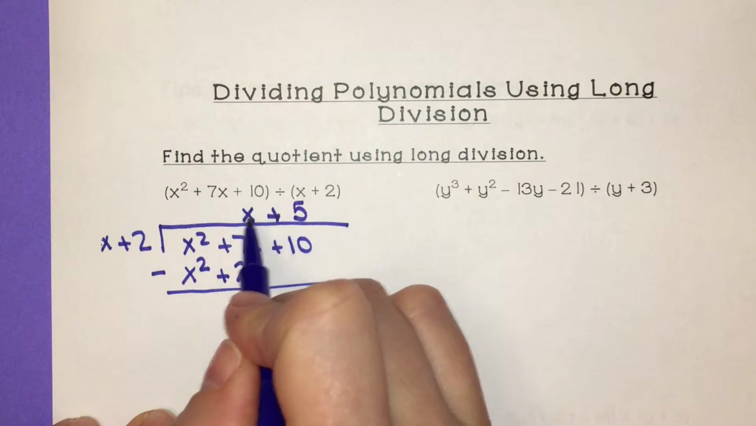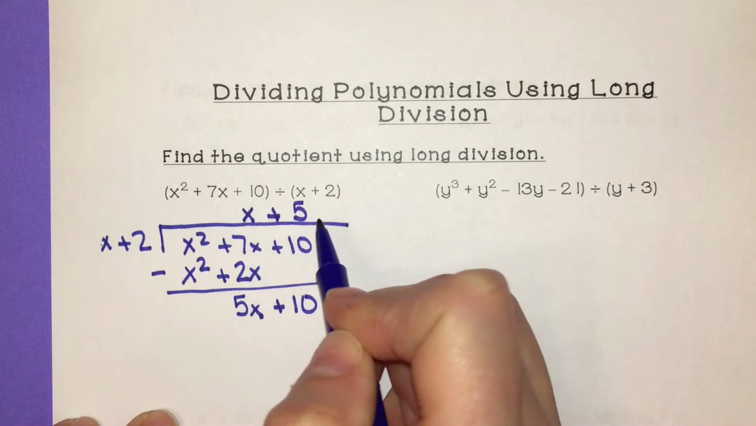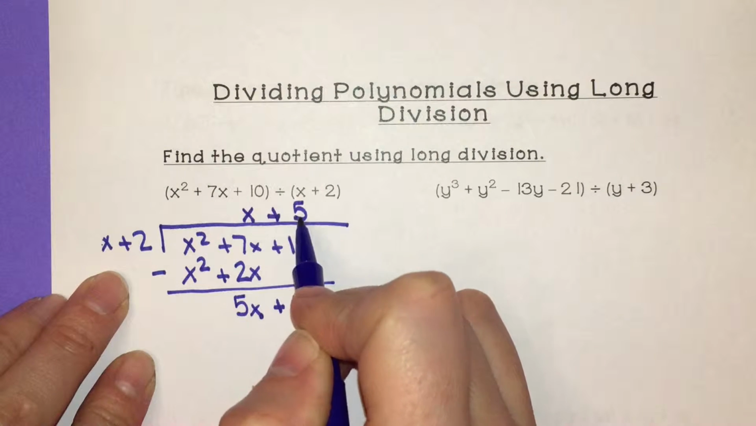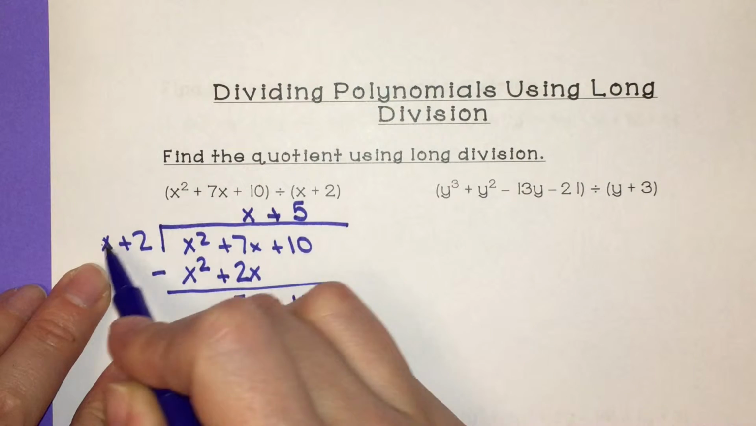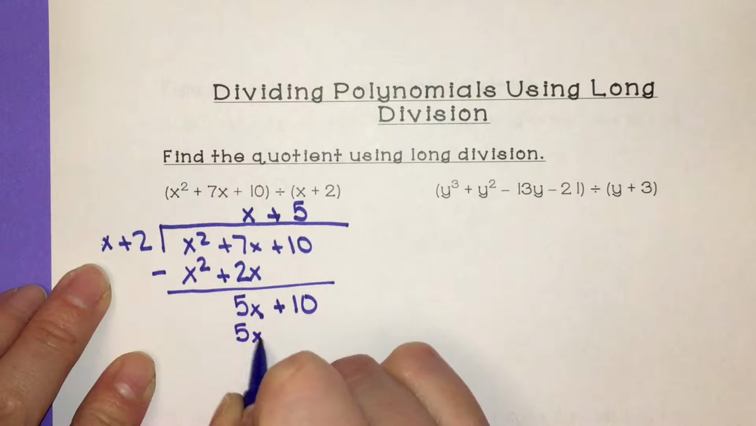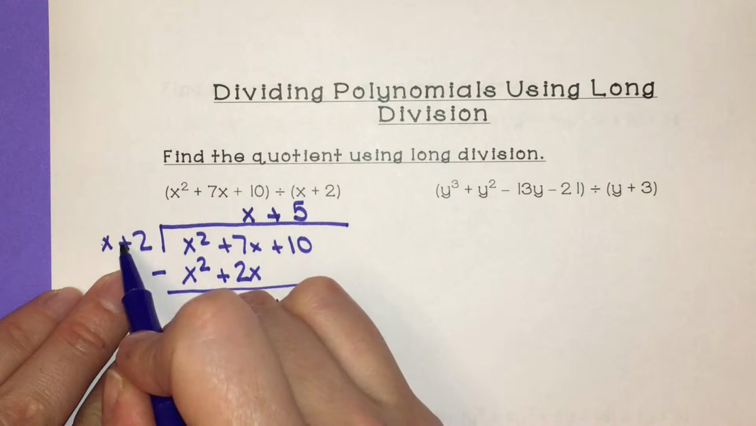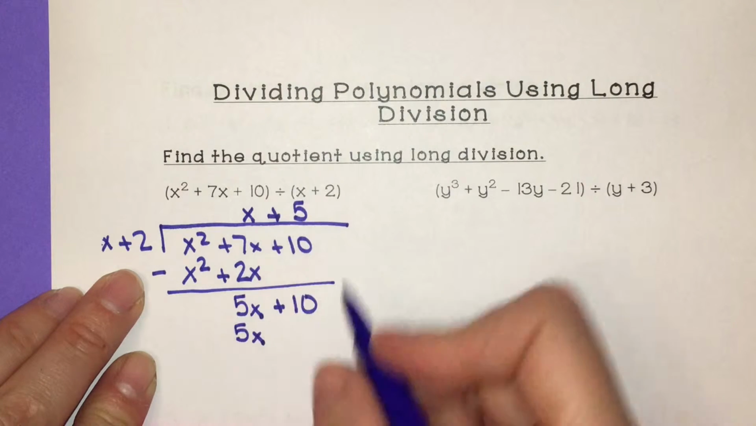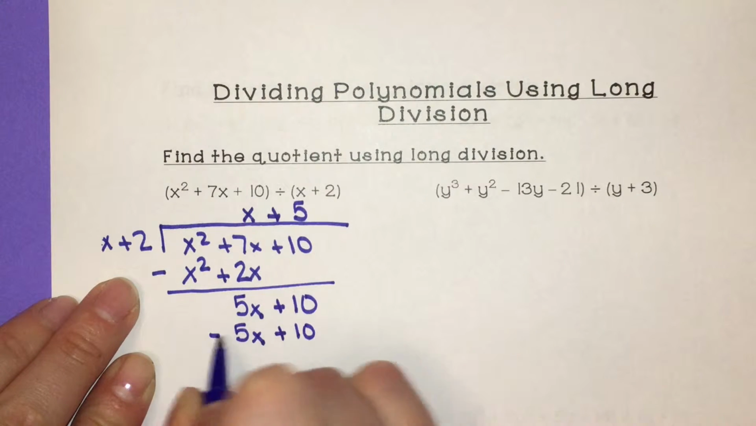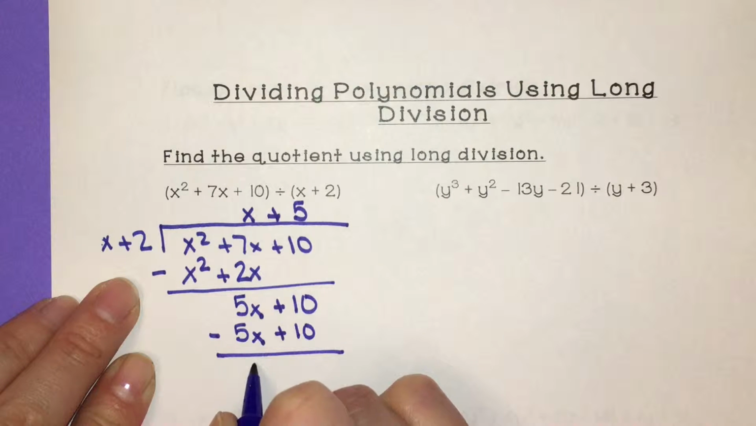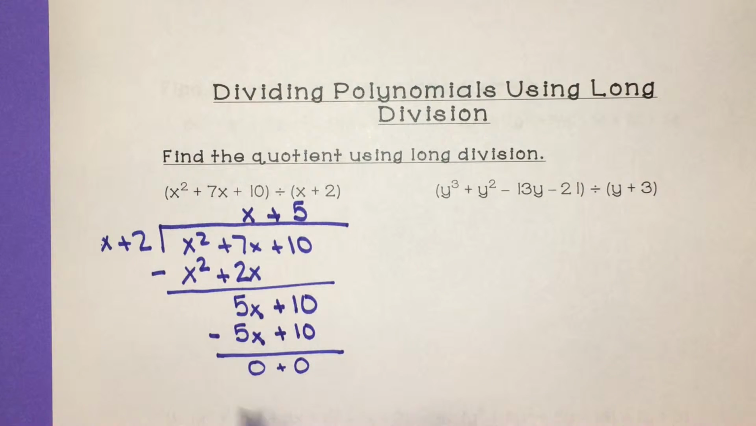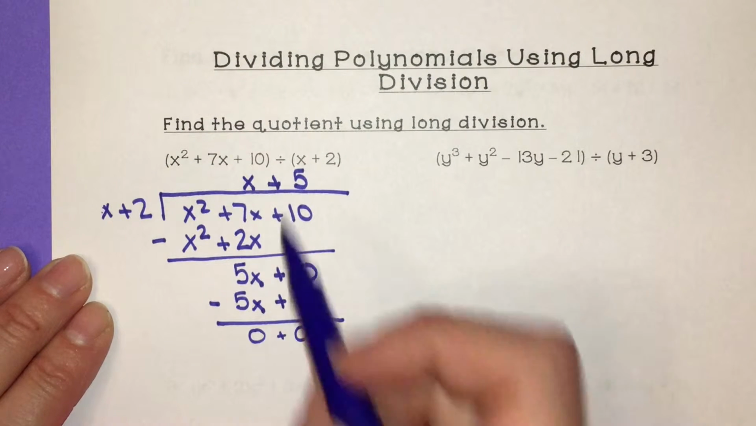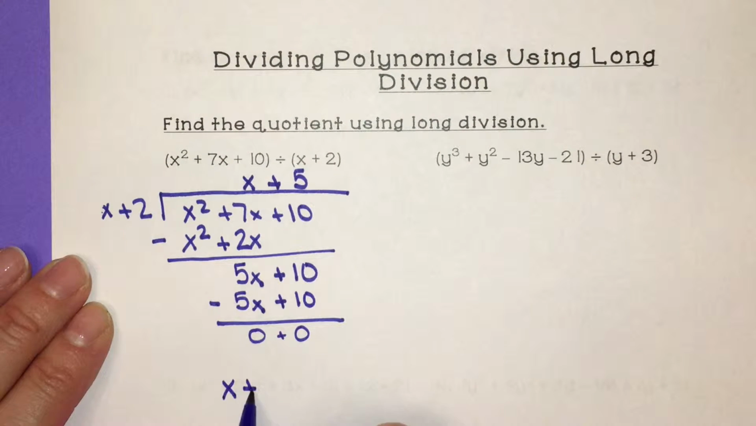You're always going to have plus or minus in between each term as you go to the next one. Because I'm going to multiply by positive 5, it has to be plus 5. So 5 times x is 5x. 5 times positive 2, or plus 2, gives me plus 10. And when I subtract this, 5x minus 5x is 0. Plus 10 minus 10 is 0. So I'm left with 0. I don't have any remainder. I know that I'm finished. So that means that my answer is x plus 5.